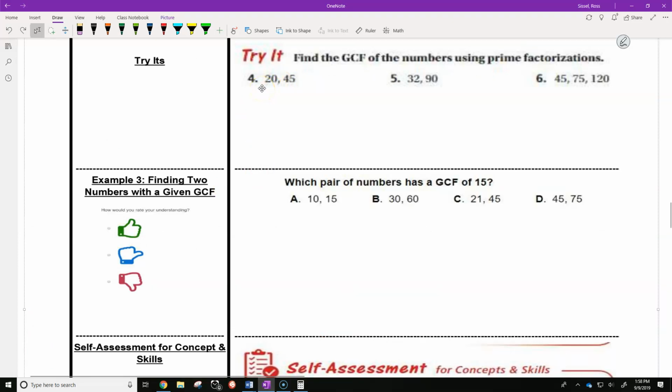this first try. I need you to find the greatest common factor between 20 and 45 using prime factorization. Alright, number 20. Who can make a factor tree of this? Alright, so guys, show me what you can do.